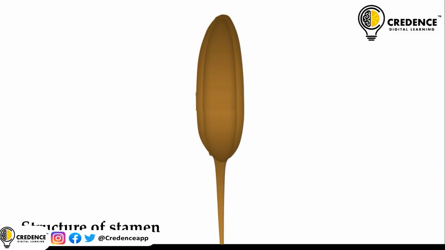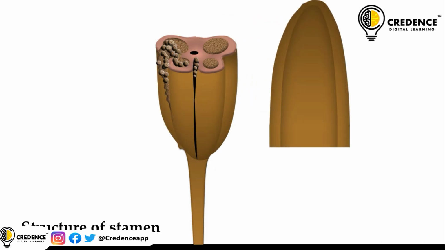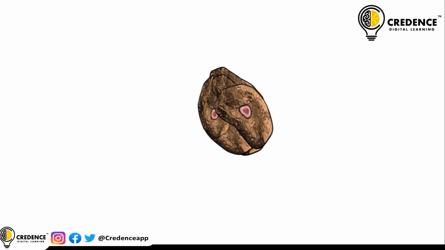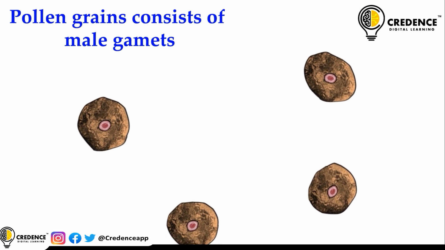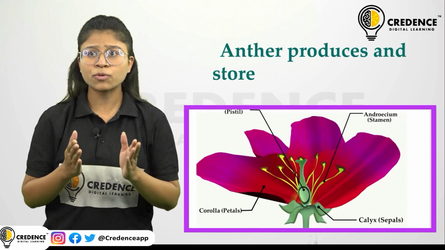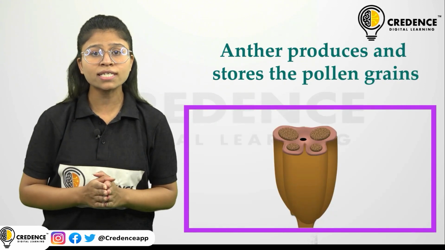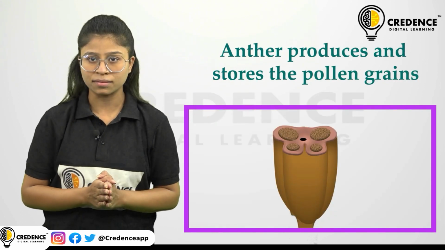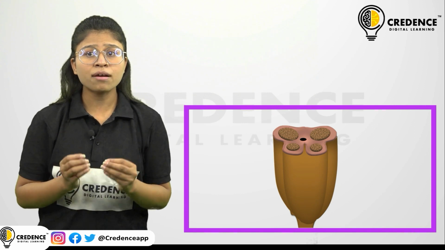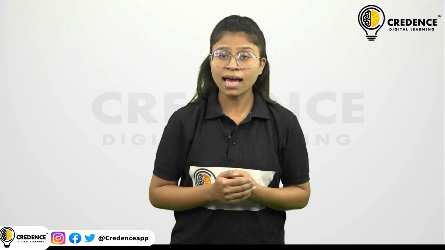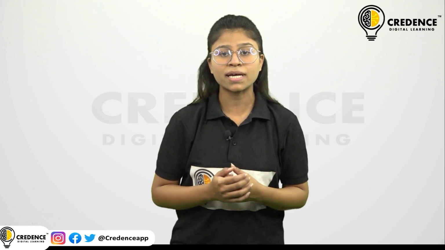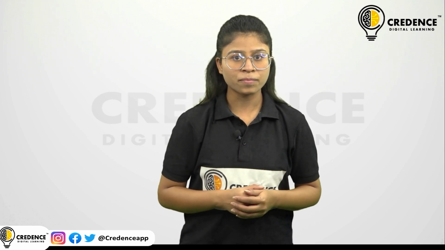What can you see? You can find the pollen grains that are present in yellow color. These pollen grains are present in powdery form on the anther. This pollen consists of male sex cells or the male gametes. The anther produces pollen grains which are stored in the anther. There is more than one pollen grain present in the anther, right? And there is more than one stamen present in a single flower.